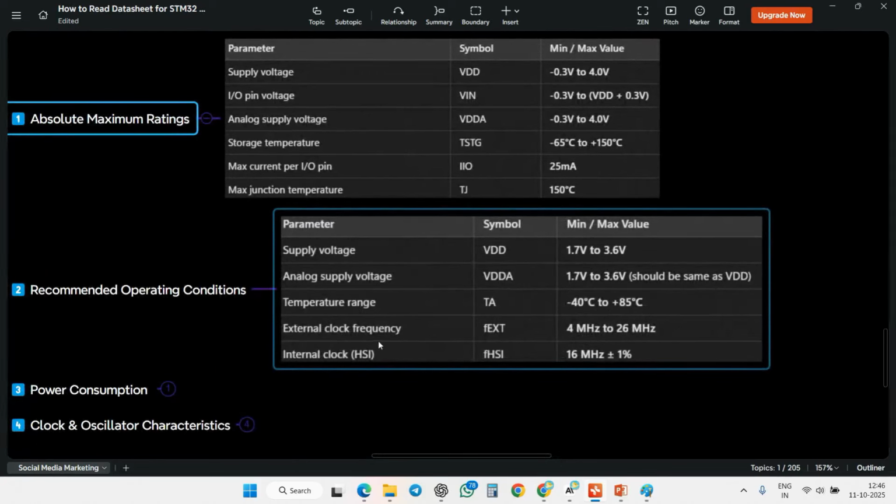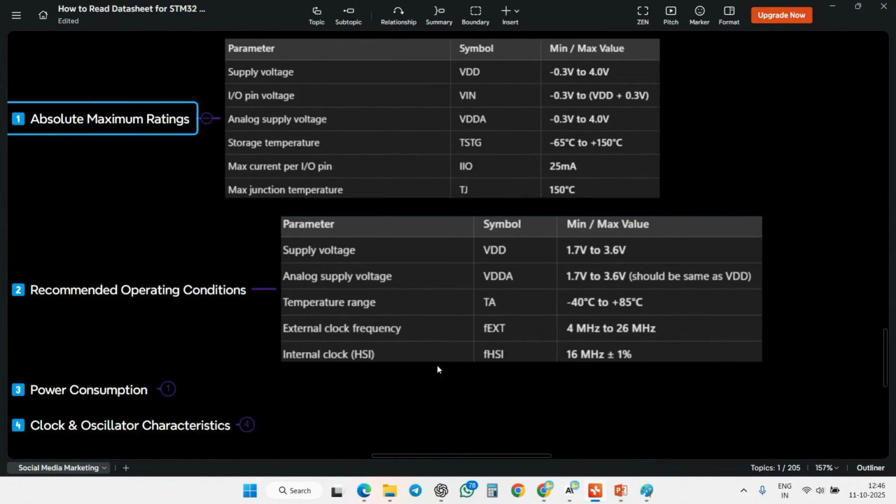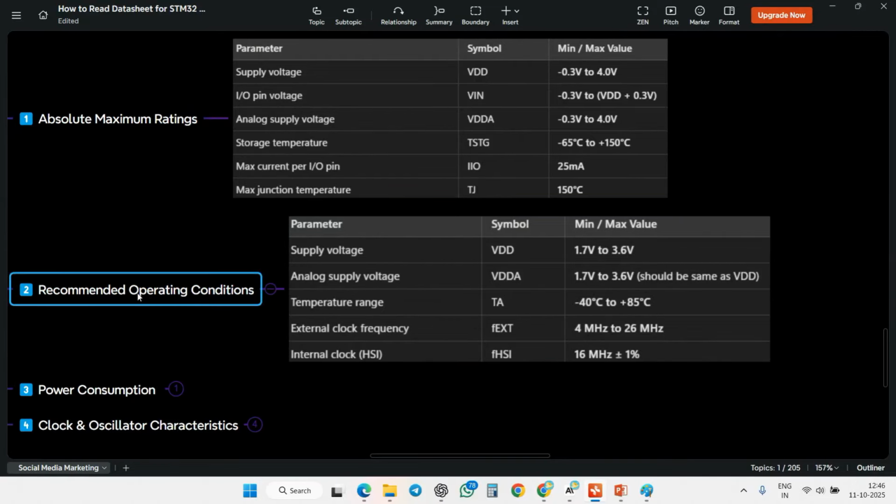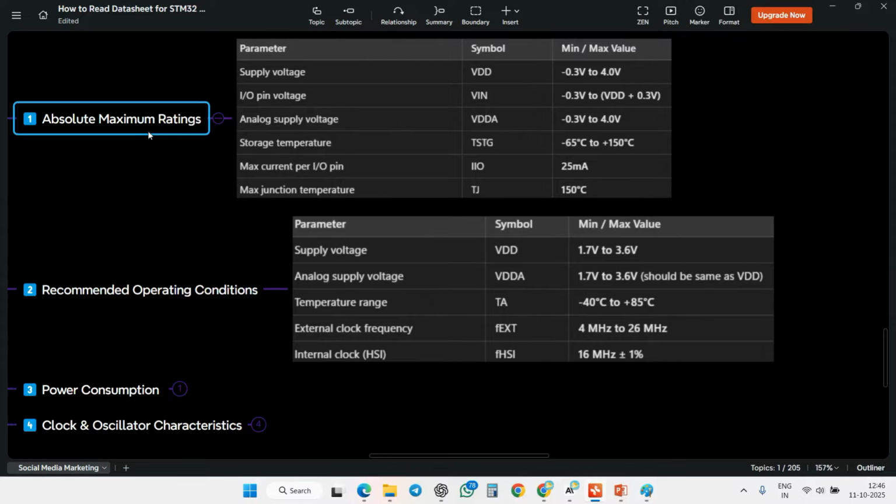This is the exact value of the clock to be provided: 4 megahertz to 26 megahertz. The internal clock as well. These are the recommended data, which are given in your data sheet. And these are the absolute maximum data. If you give above this range, it causes some problem.